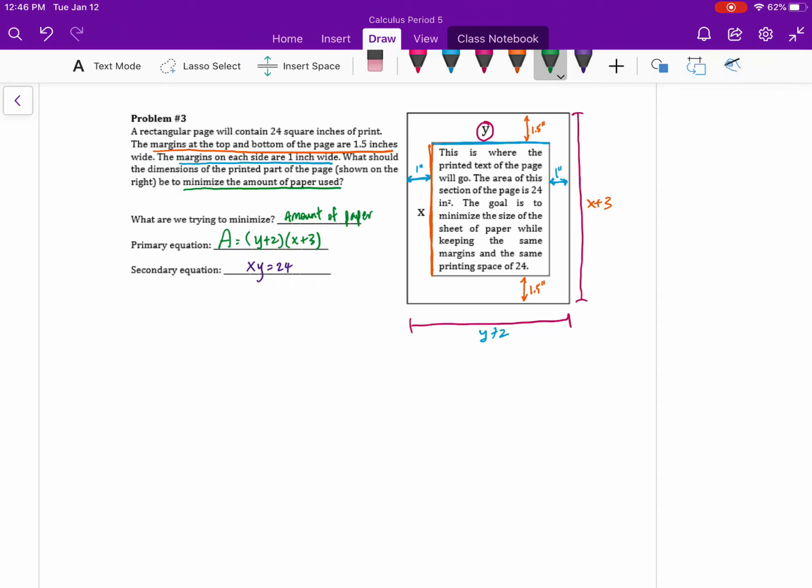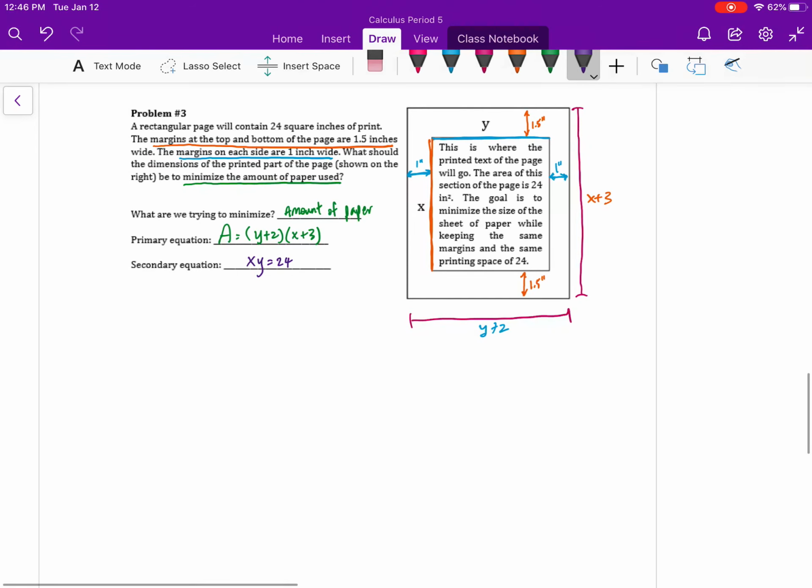So let's finish up question 3. We've already set up our primary equation, which represents the area of the piece of paper that we're working with here. Our secondary equation is based upon the area of the printed section of the page being 24 square inches. So we want to put these together, and we'd isolate either x or y in the secondary equation. I'm going to isolate x, could just as easily isolate y.